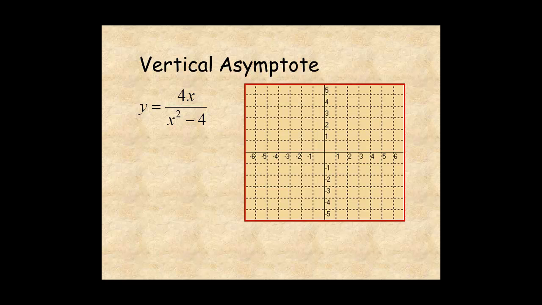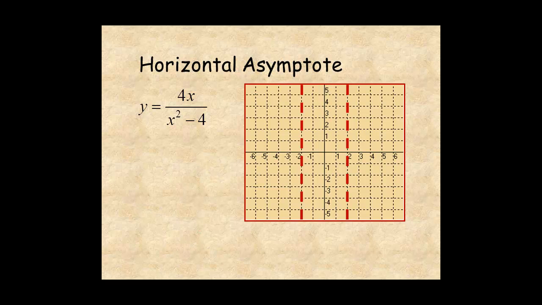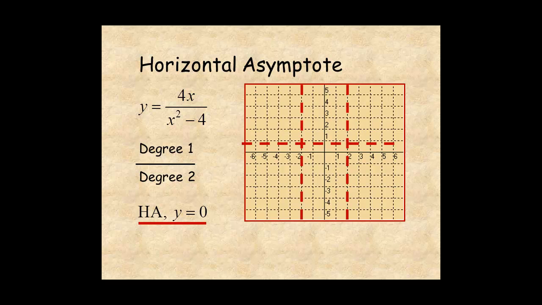The VAs are the zeros of the denominator. The denominator factors as x plus 2 times x minus 2, so the function has two VAs at x equal negative 2 and x equal positive 2. For this rational function, the numerator is degree 1 and the denominator is degree 2. Since the degree of the numerator is less than the degree of the denominator, the HA for the function is the horizontal line y equals 0, the x-axis.